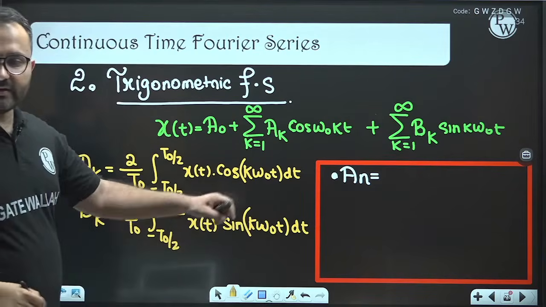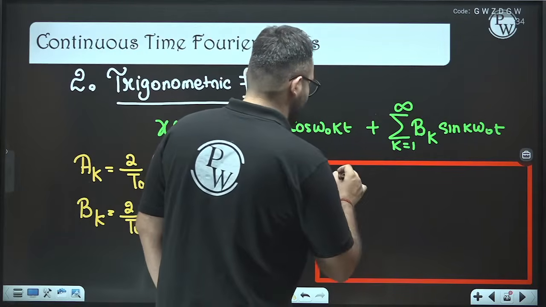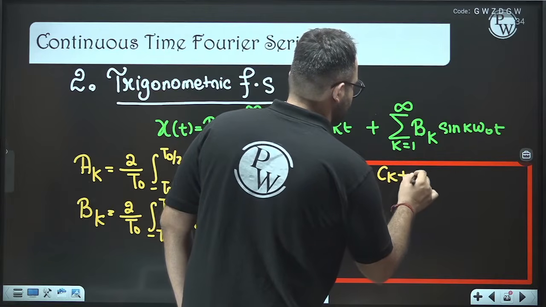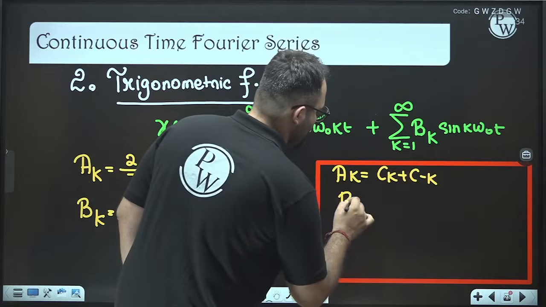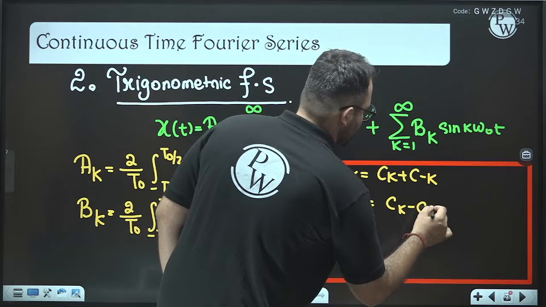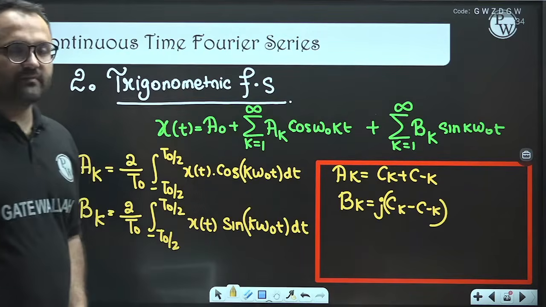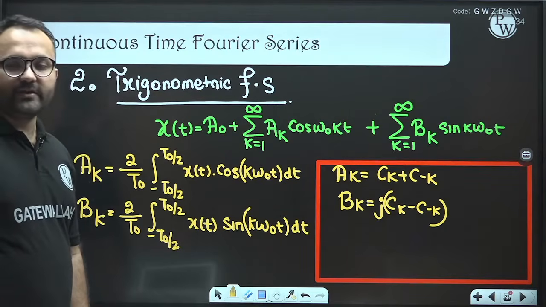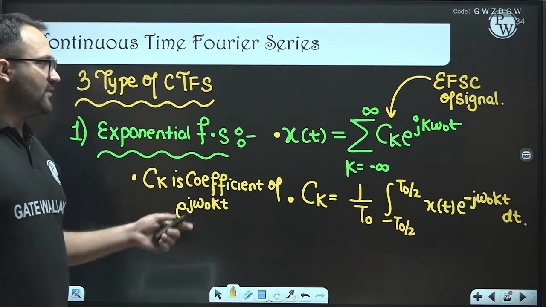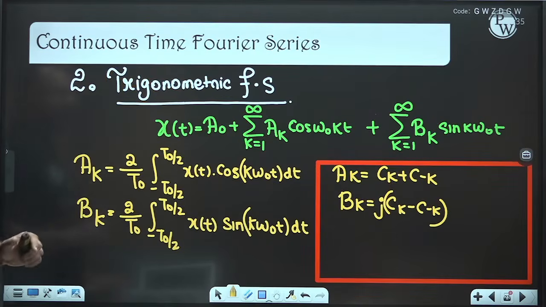Okay, so we can write ak and bk in terms of ck. You have to remember this relationship, this is very important. ak is equal to ck plus c of minus k, bk is equal to c of k minus c of minus k, multiplied by j. Okay, so these are the two relationships that you have to remember. How can we find out ak and bk from ck? ck is the exponential Fourier series coefficient. These formulas you have to remember.